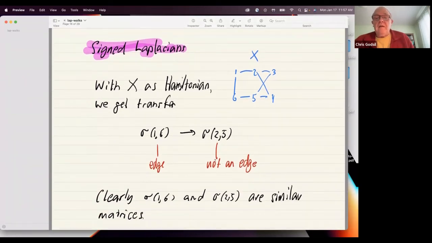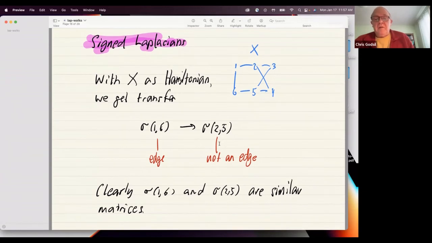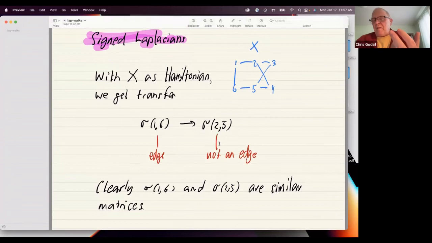Now again, the point is that these 2 matrices, the density matrices, are similar. Okay, that's not a problem. So that means that when we subtract those matrices from the Laplacian, those matrices are similar.